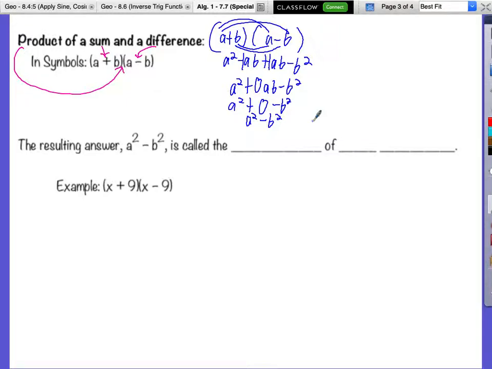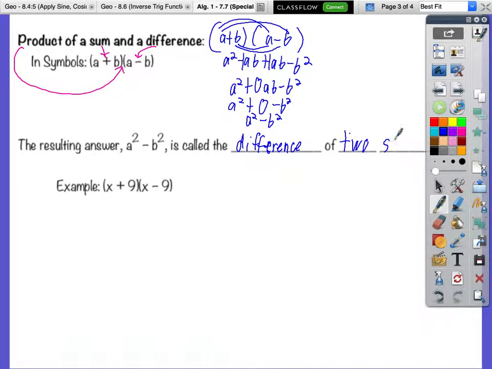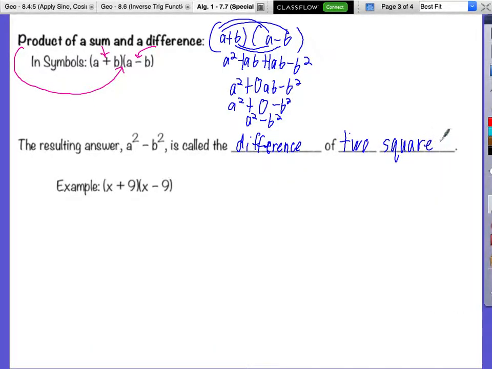Now we call this answer, a squared minus b squared, the difference. What's difference mean in math? Subtracting. Are we subtracting 2 things? Okay. Difference of 2 squares. Because a squared is a perfect square, and b squared is a perfect square. By perfect square, we mean something times itself gets that number.